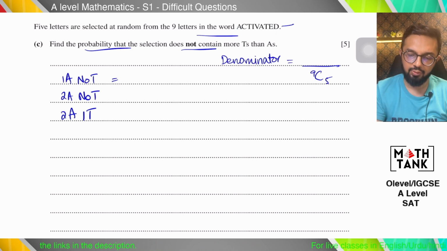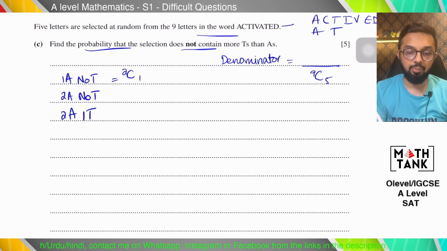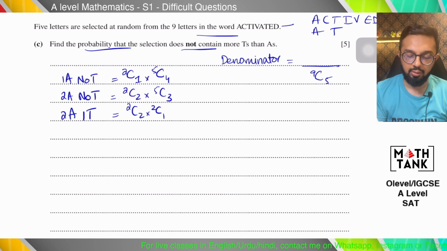Let me just write first ACTIVATED. I get confused when I don't have the letters written in front of me. Okay, 1, 2, 3, 4, and 5 are the letters. So 2C1, I told you that I'm now going to double count. So 2C1 into 5C4, 2C2 into 5C3, 2C2, 2C1, and then 5C3.